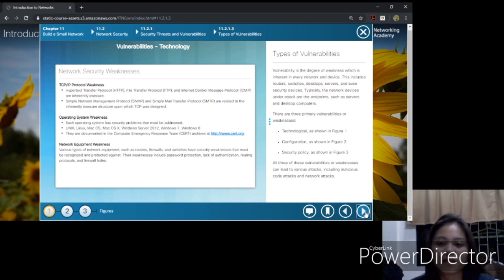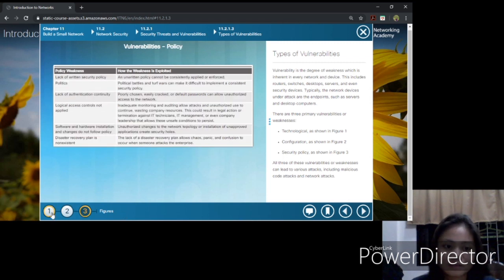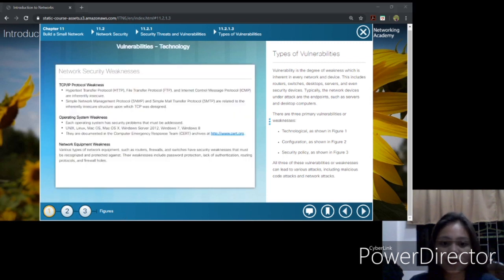There are three primary vulnerabilities or weaknesses: the technological, as shown in Figure 1, the configuration, in Figure 2, and the security policy, in Figure 3. So that's all, guys, the summary of Chapter 11.